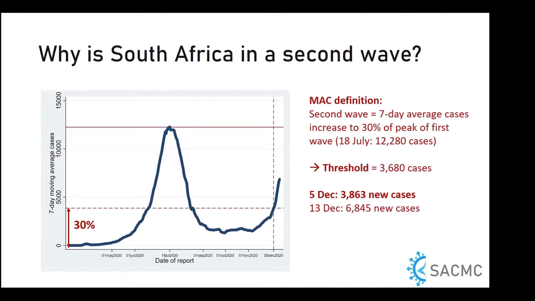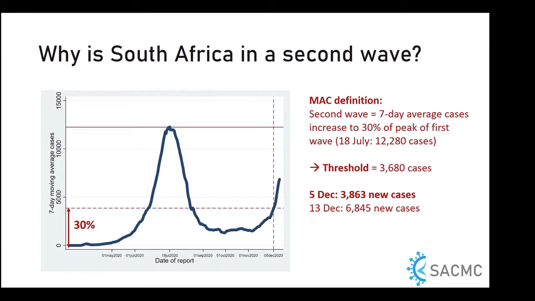The threshold since then has been defined as 30% of that, or 3,680 cases. And that threshold was breached for the first time on the 5th of December, when we had 3,863 new cases. So again, this is the 7-day average. And at that stage, we informed the Minister of Health and the Ministerial Advisory Committee on COVID, and that information was broadcast more widely.